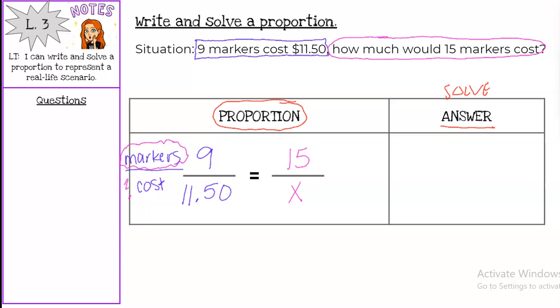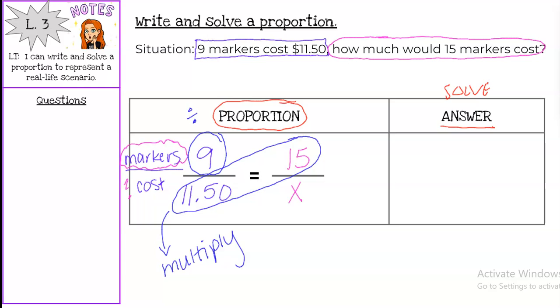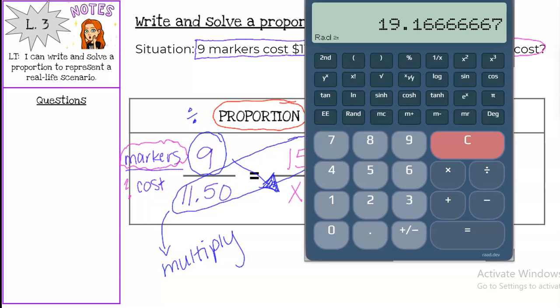So now I'm going to show you the shortcut for solving a proportion. When we look at our proportion, we look for the 2 numbers that are across from each other, not the number and the variable. So we're not going to start with 9 and X. We're going to start with the 15 and 11.50, and we are going to multiply those 2. And then we're going to find that last number, and then we're going to divide by that. And that is going to be the value of X. So X equals 15 times 11.50 divided by 9. So I can take my calculator, do 15 times 11.50, and then divide that by 9. And I get 19.166666, so I can round that to $19.17 is what the cost would be.